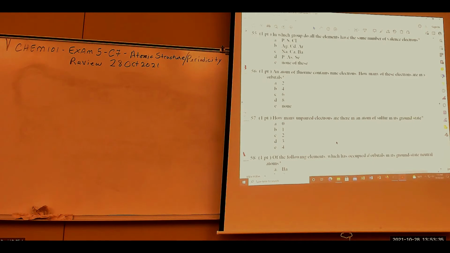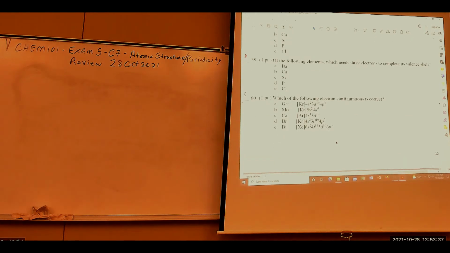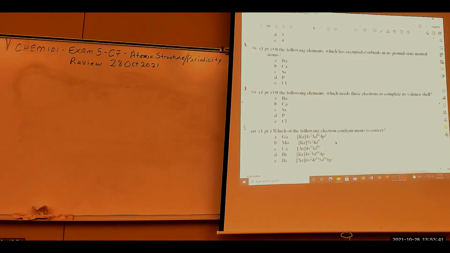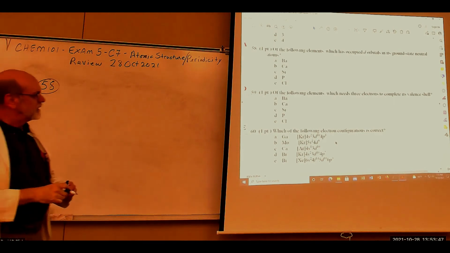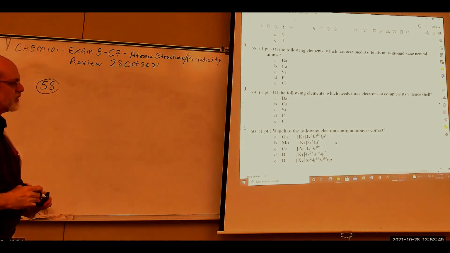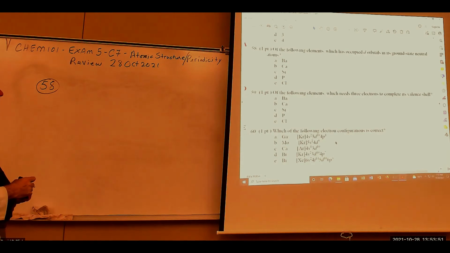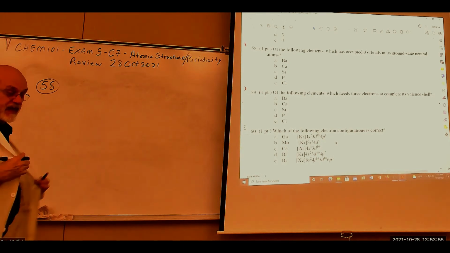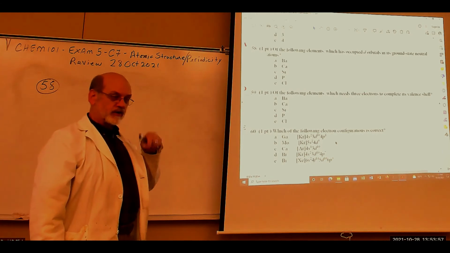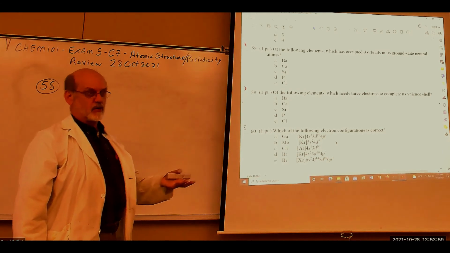58. Okay, 58. Of the following elements, which has occupied d orbitals in its ground state neutral atoms? Which has d orbitals? Now, that doesn't mean that the d orbitals are being currently filled. They can be filled d orbitals.